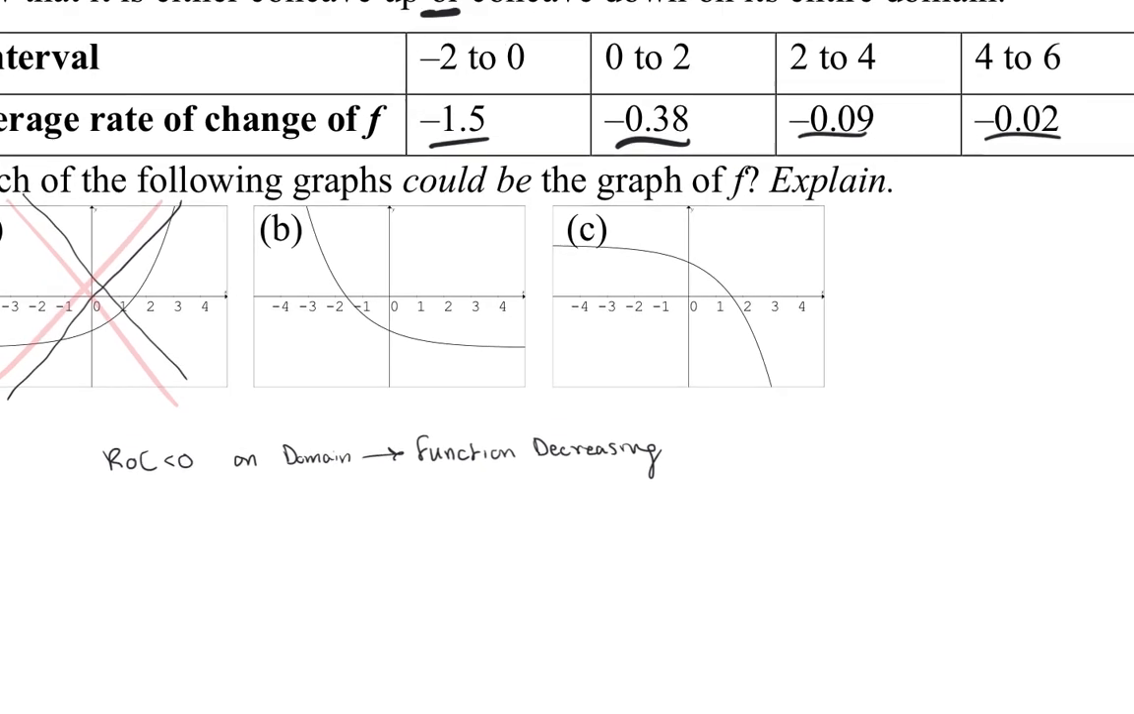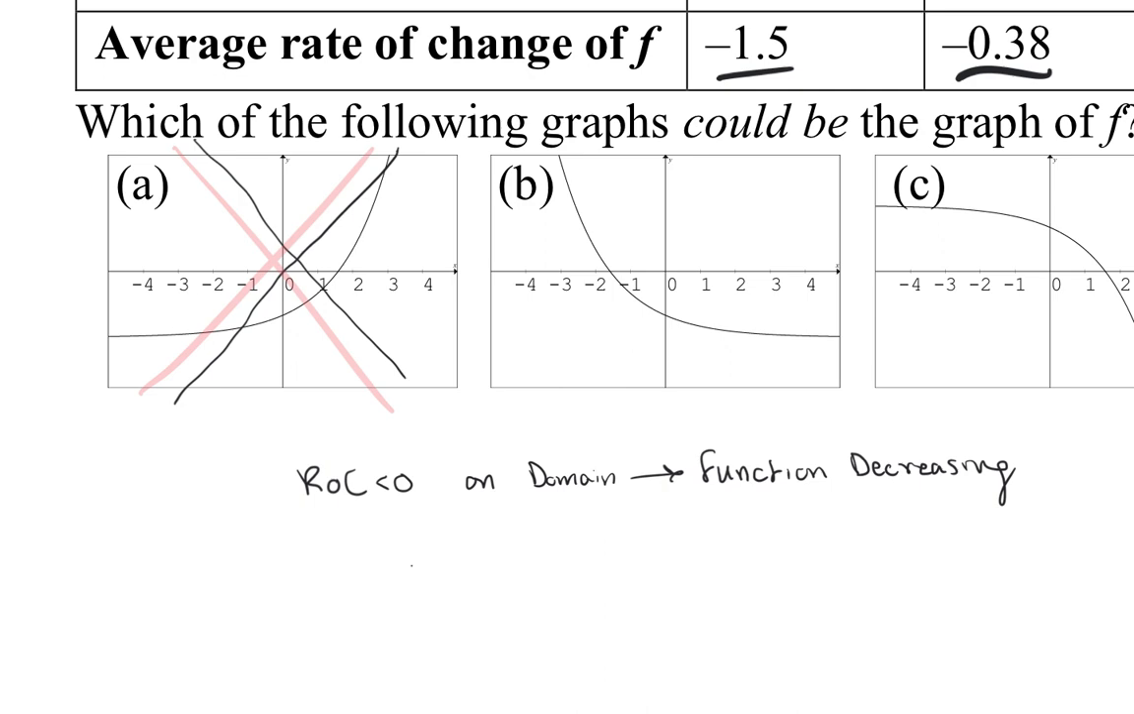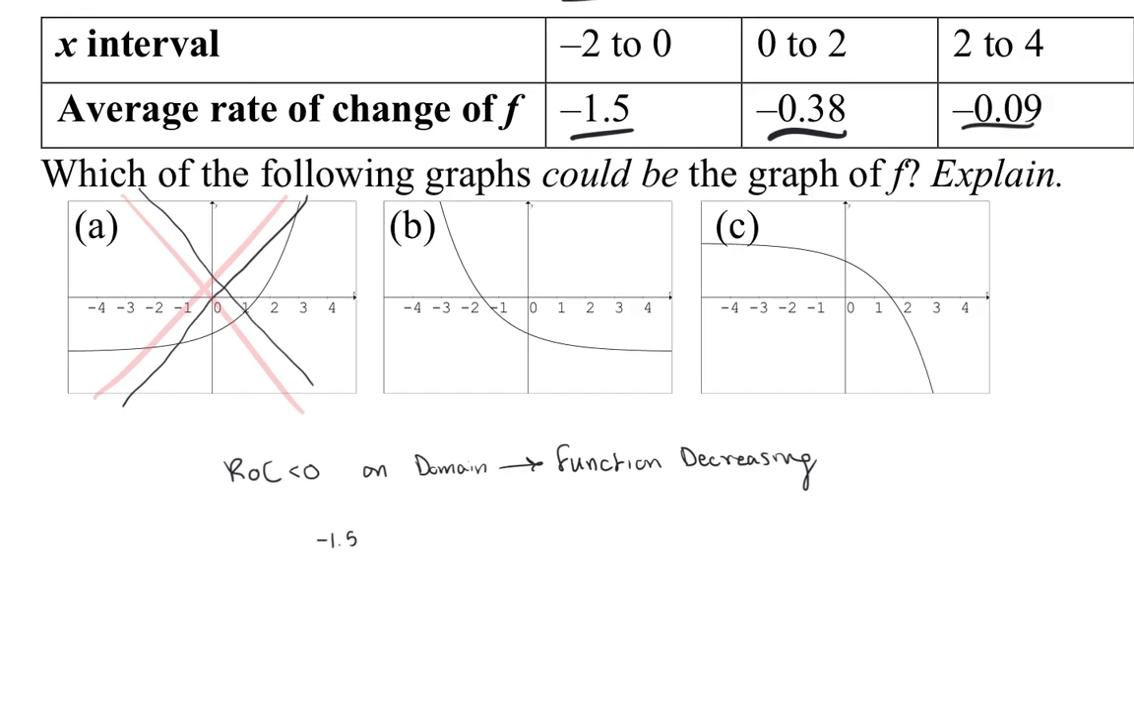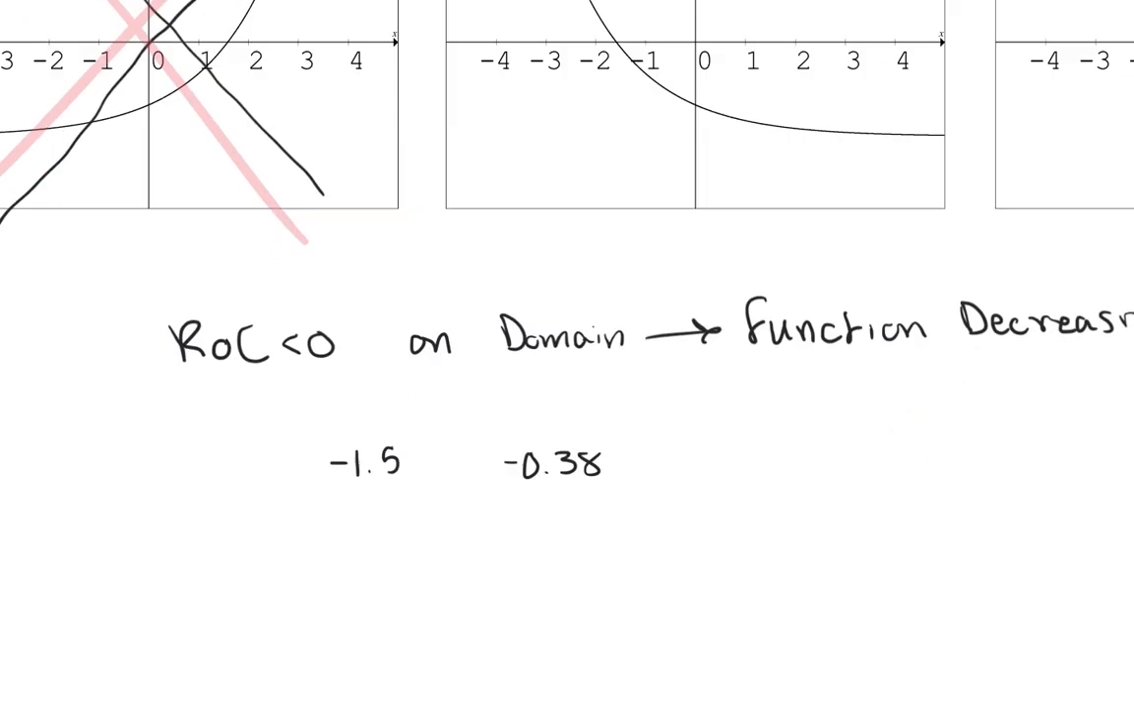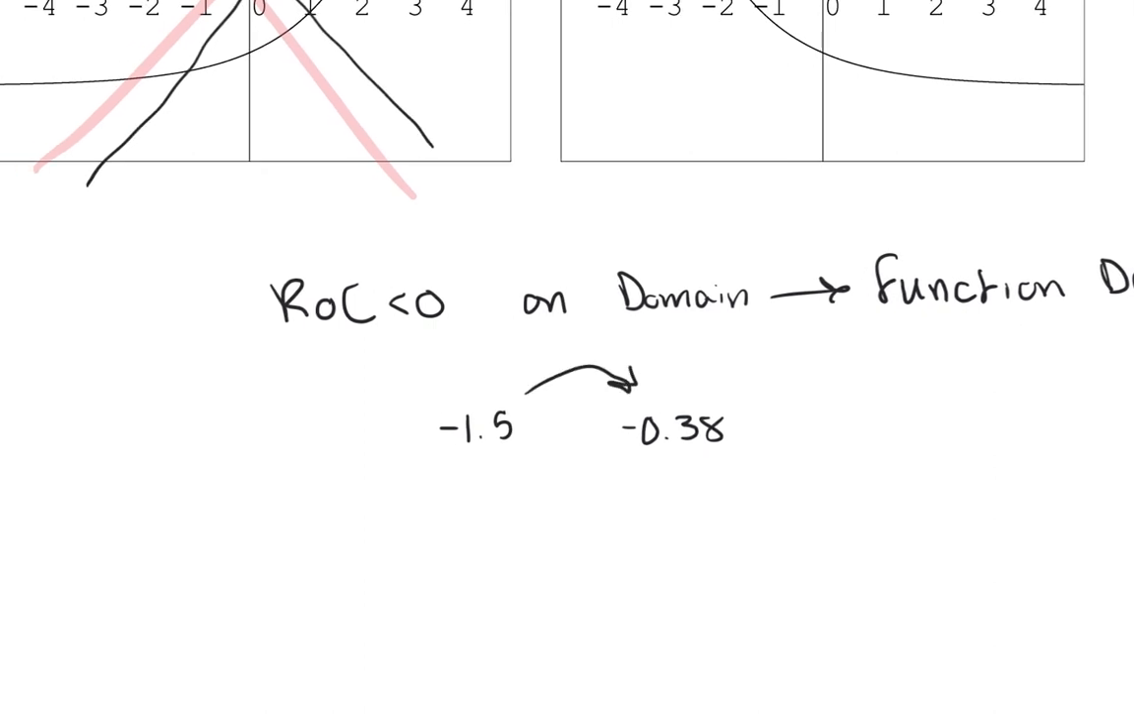Moving on, we know that the average rate of change from negative 2 to 0 is negative 1.5. Now from 0 to 2, we have negative 0.38. If we notice that the rate of change is increasing, our rate of change really only tends to increase whenever we are concave up. So because we know that we're decreasing and concave up, B has to be the graph.